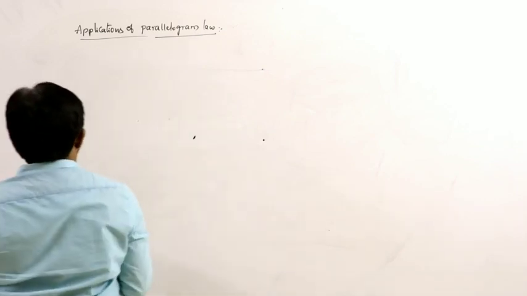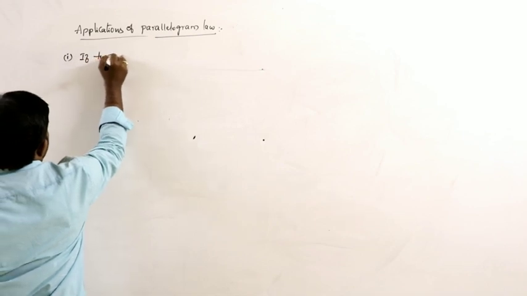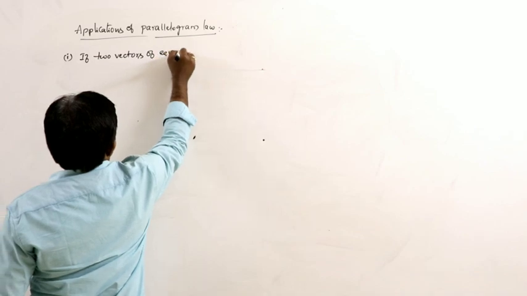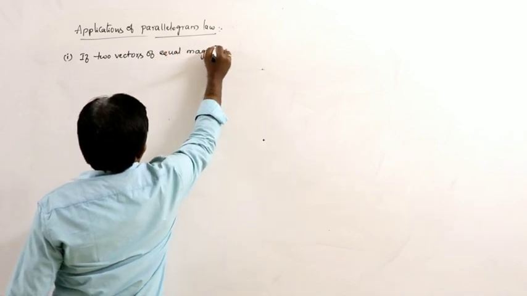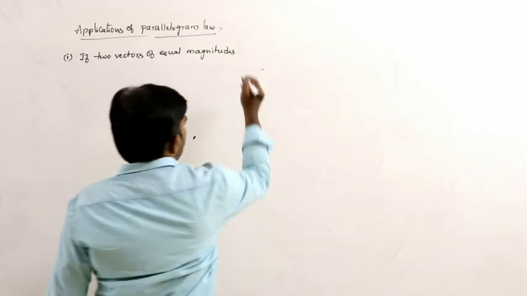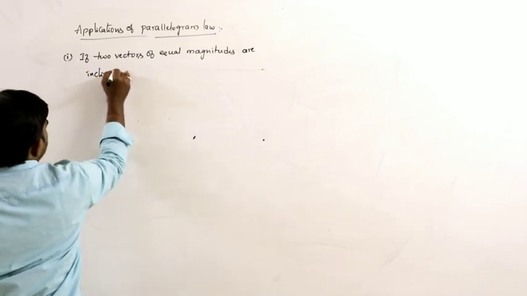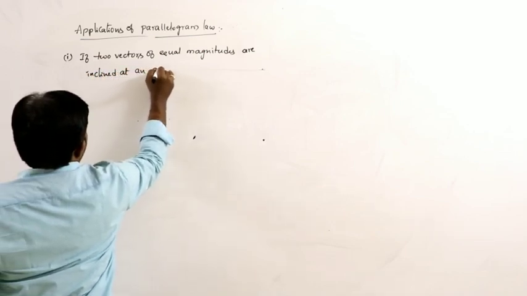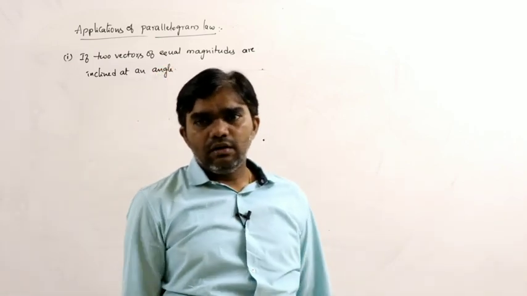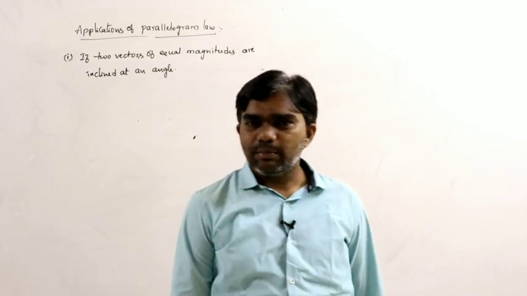Now the first application is: if two vectors of equal magnitudes are inclined at an angle, find the magnitude of the resultant when the two vectors are added or when the two vectors are subtracted.